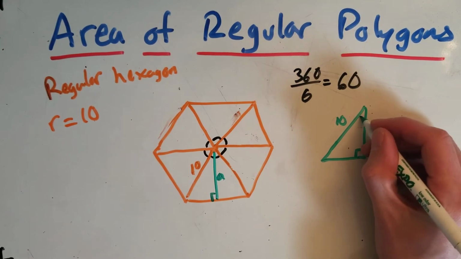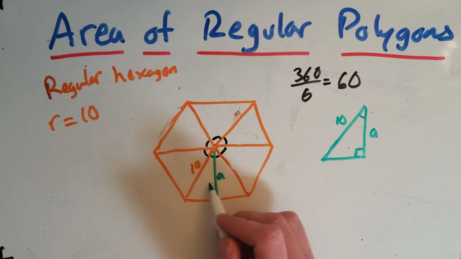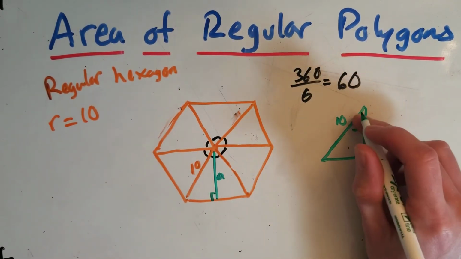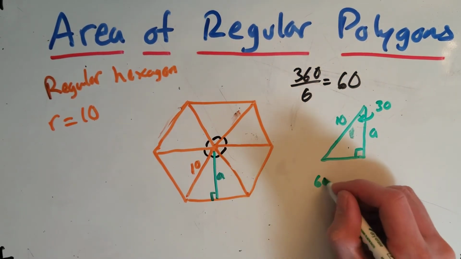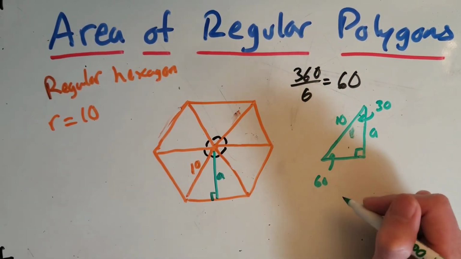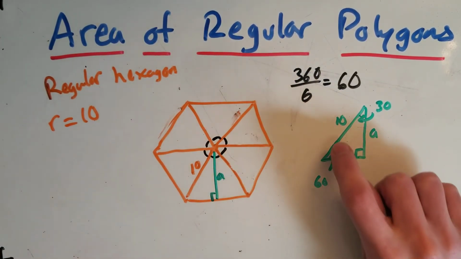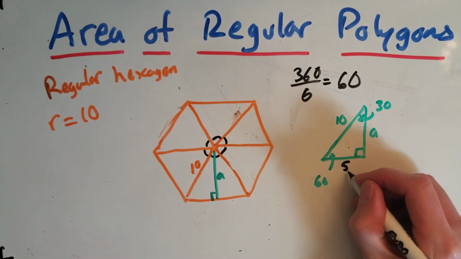And this angle up here, the whole angle is 60, but this apothem is going to create 2 congruent triangles. So this is going to end up being 30 degrees in here. And this angle down here then has to be 60, which makes a nice 30, 60, 90 for us. Since this measurement is 10, this measurement down here is going to be 5.